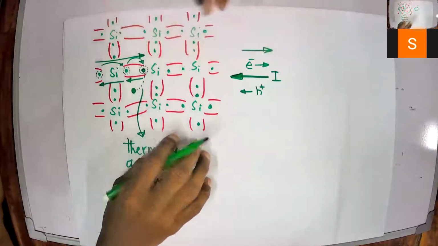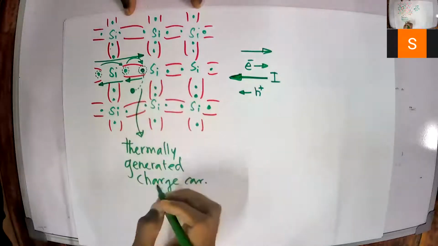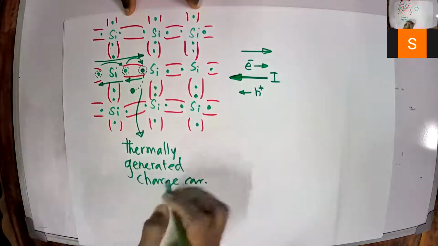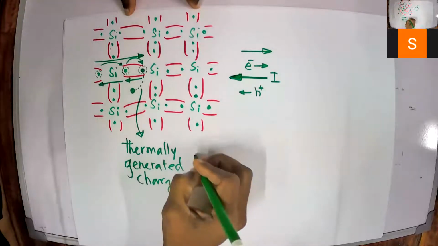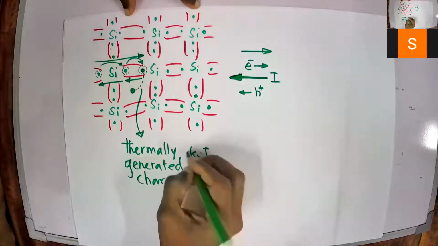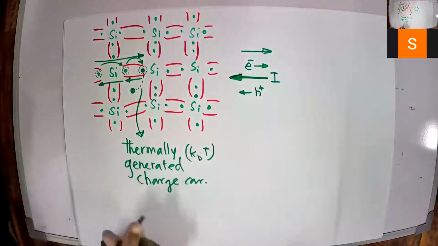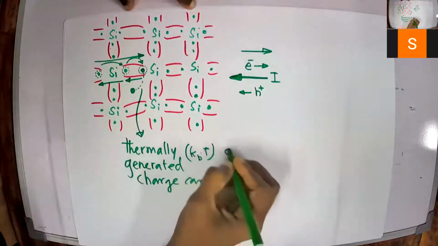Clear? Now, see here, these electron-hole pairs are created due to the increase of temperature, due to Kb into T. What will happen if we make the temperature 0?